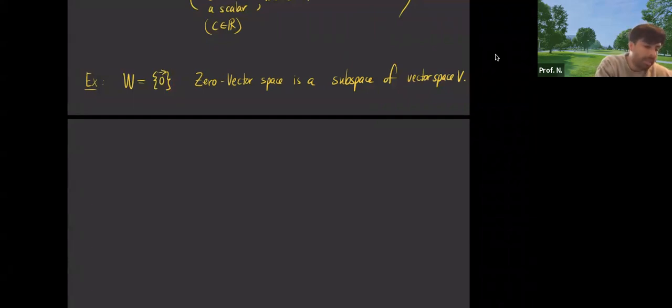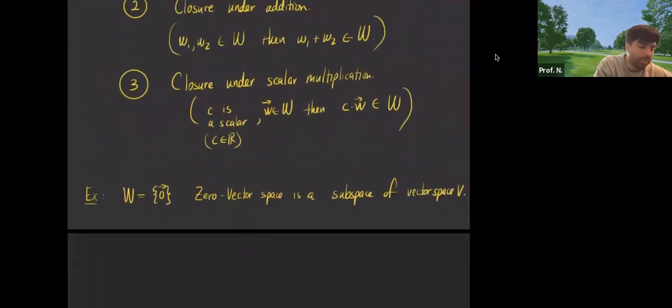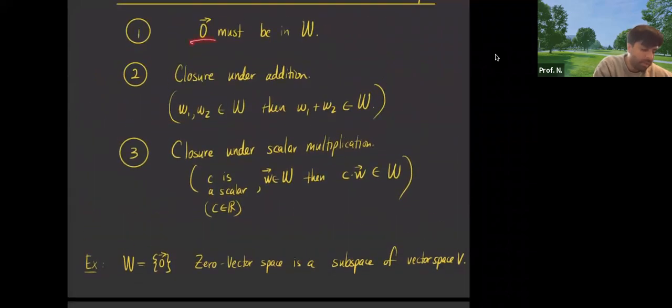Why is it a subspace? Because we showed that a set that only contains the zero vector is itself a vector space because it obeys all the 10 axioms. And if you want to further confirm that this is a subspace of any vector space, well, first of all, does the first condition hold? Well, zero is in it, so zero is the only thing in it, so condition one holds.